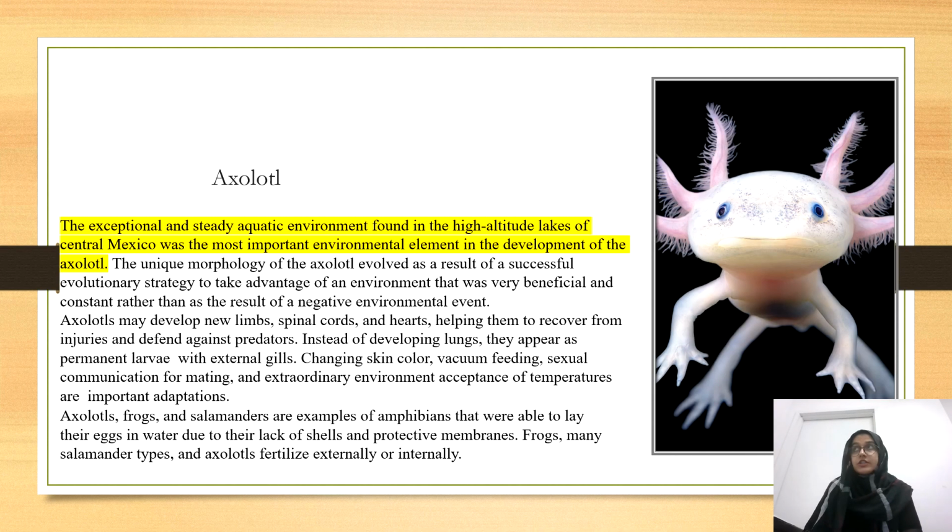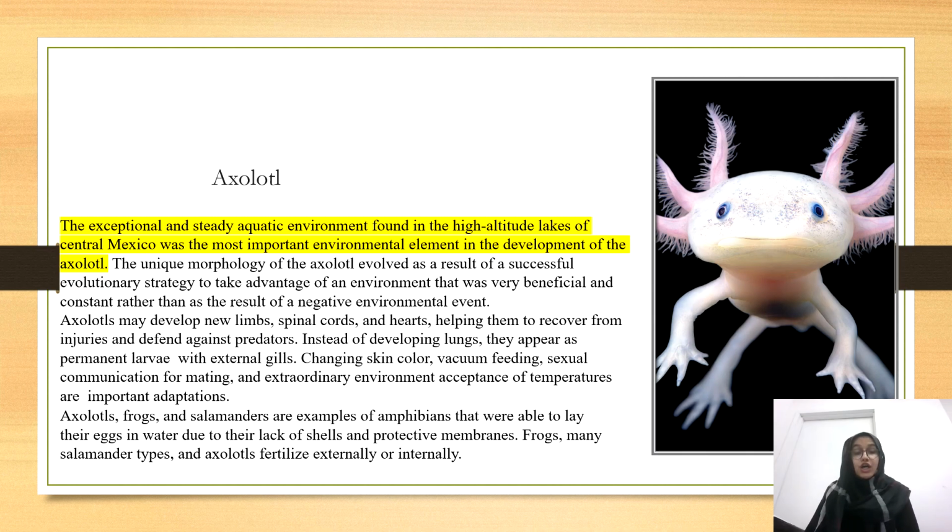So for my first creature, I picked axolotl. I find them very cute and unique creatures, so that's why I picked them. For the axolotl, the environmental change that created axolotl was the steady aquatic environment found in high altitude lakes of central Mexico, that made them create axolotl.